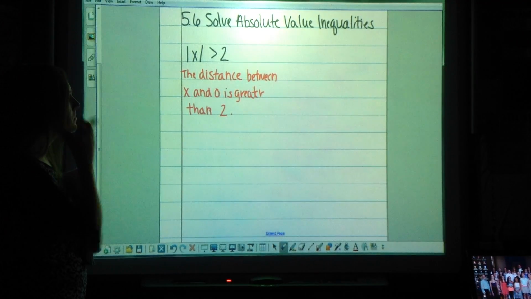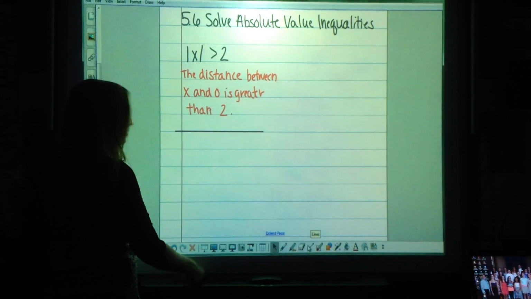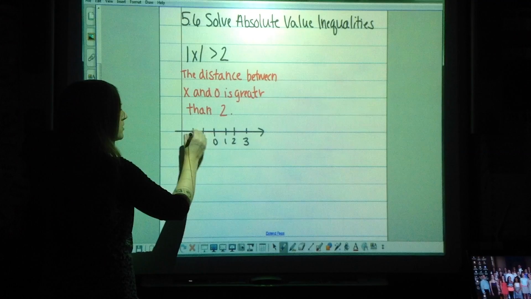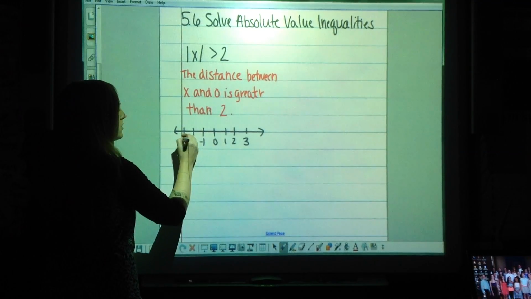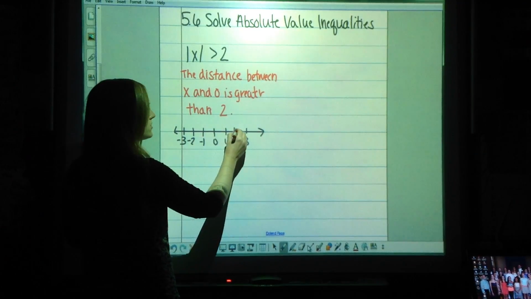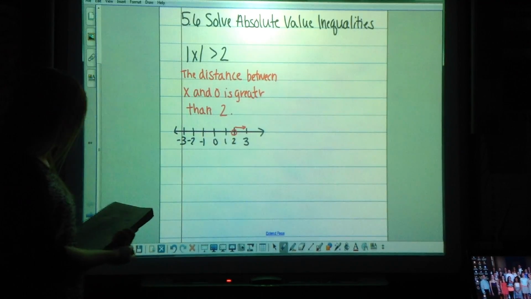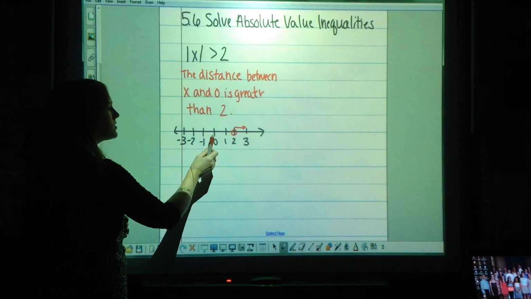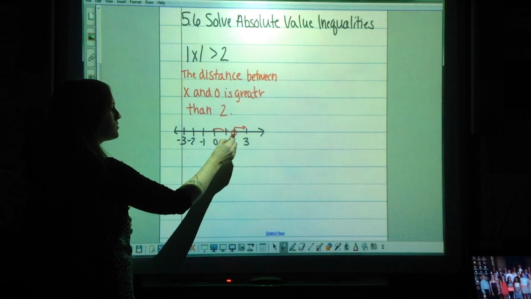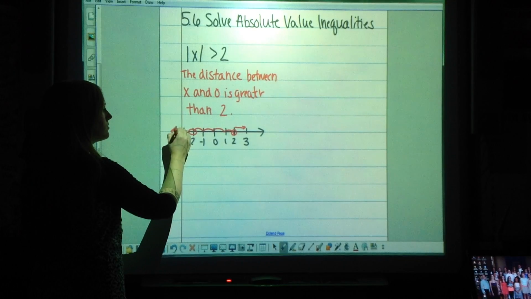So we could graph this inequality. The distance between x and 0 is greater than 2. That means our answer is bigger than 2, so it's going to be shaded that way. Or we could go the other way too. Our distance has to be greater than 2. So here's 2 units away. This is 2 units away. That means it's got to be smaller than negative 2.